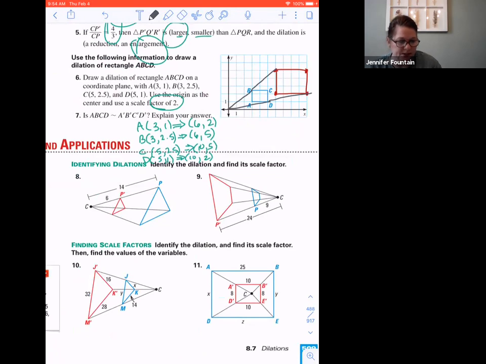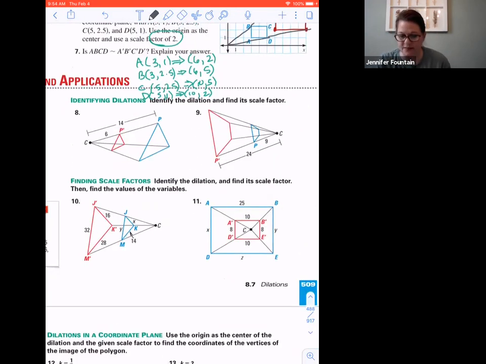All right, so our homework in this section is 9 through 31 odds. So starting on page 8-7, we have numbers 9 and 11. Identify the dilation and find its scale factor. So you're telling, is it a reduction? Is it an enlargement? And then what is the scale factor? This is where you're using k equals C prime over CP.